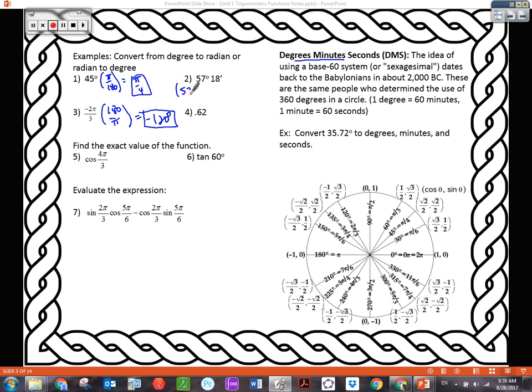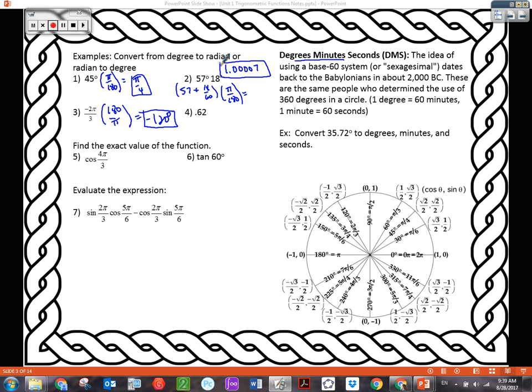So this really means 57 plus 18 over 60 is what that means, right? That's the quantity that we're looking at. And I would multiply that, and I'm in degrees, I want radians, I would multiply that by pi over 180. And in doing that, I get 1.0007. Basically, this measurement is almost exactly 1 radian. 1 radian is about, a little bit more than 57 degrees. That's what 1 radian is.